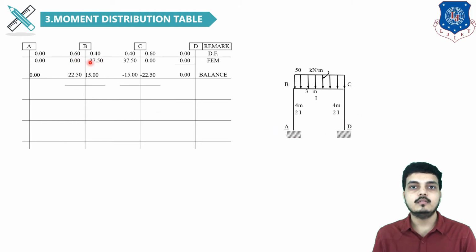Now, as you can see, there is a fixed support, so we start directly from the center value. We will be balancing this moment. So now 0 minus 37.5 equals minus 37.5. Change the sign as per rule, so minus 37.5 becomes plus 37.5. Plus 37.5 multiplied by 0.6 is 22.5, and plus 37.5 multiplied by 0.4 is 15. Now this is my balance at support B.